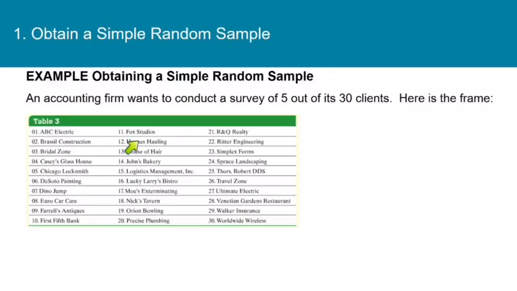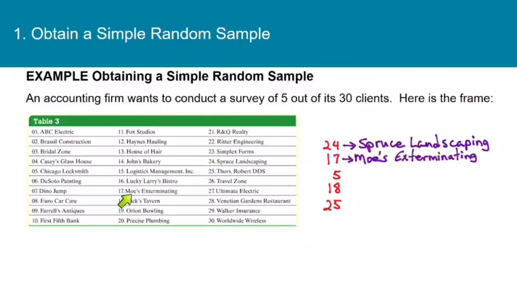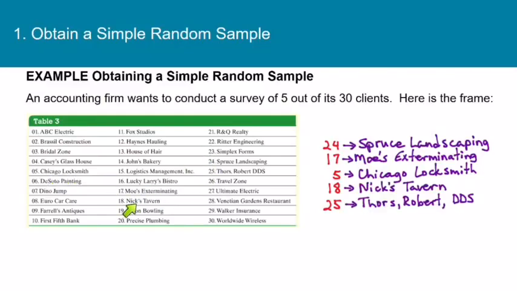So here, remember, is the frame that we started with, and here are the 5 numbers that we got from our random sample. So number 24 matches up with Spruce Landscaping, number 17 matches up with Moe's Extermination, number 5 is Chicago Locksmith, number 18 is Nick's Tavern, and number 25 is Robert Thor's DDS.